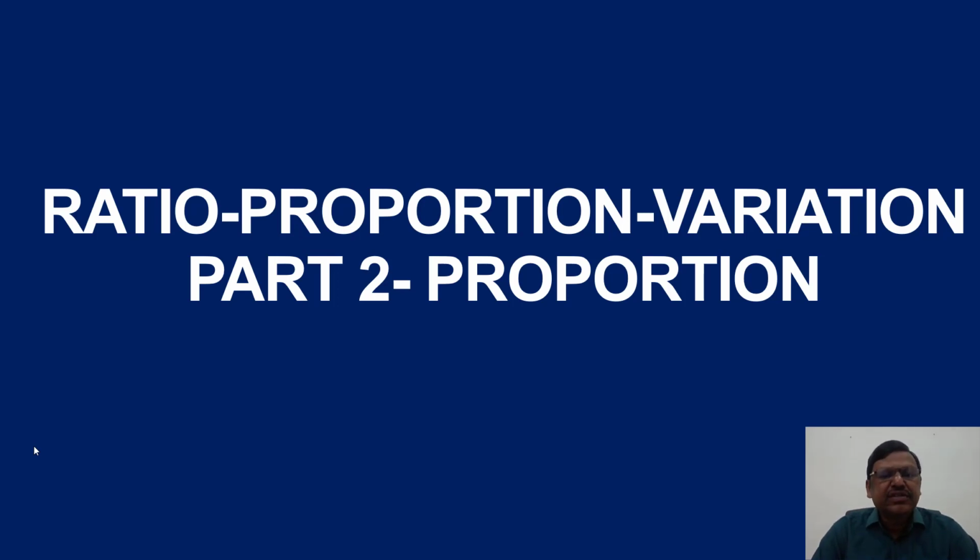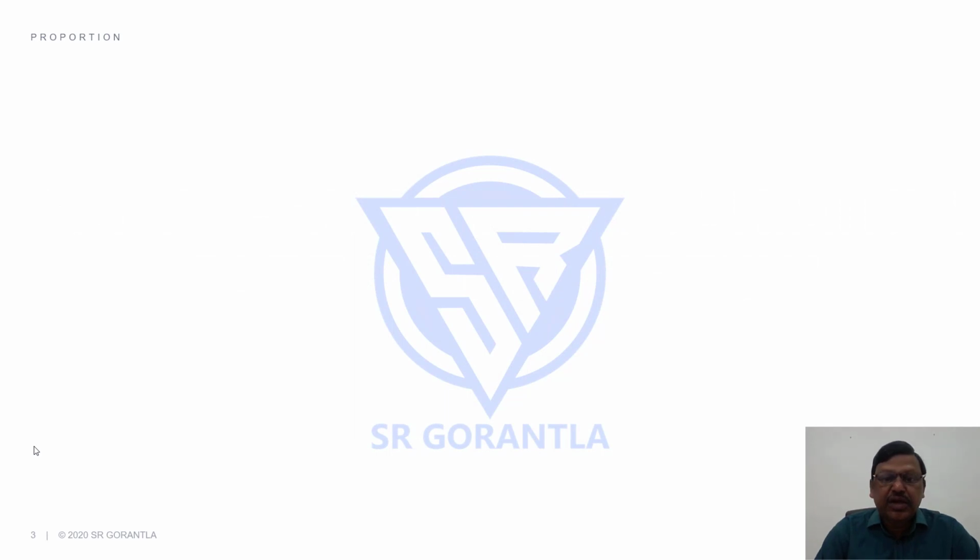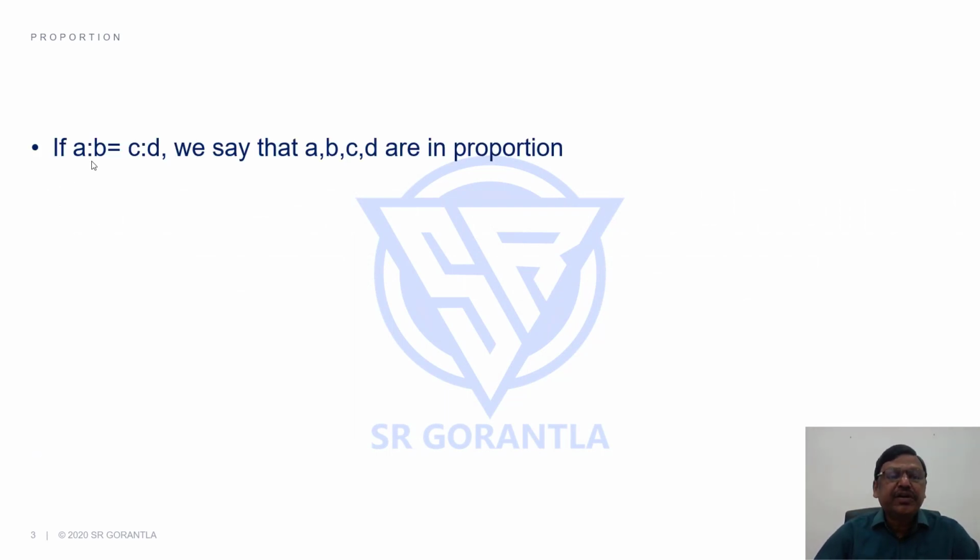In this session, we will discuss the concepts of proportion. What is a proportion? If two ratios are equal, we say they are in proportion. Say if A is to B equals C is to D, we say that A, B, C, D are in proportion. And if A is to B equals C is to D, we say product of extremes A into D equals product of means.